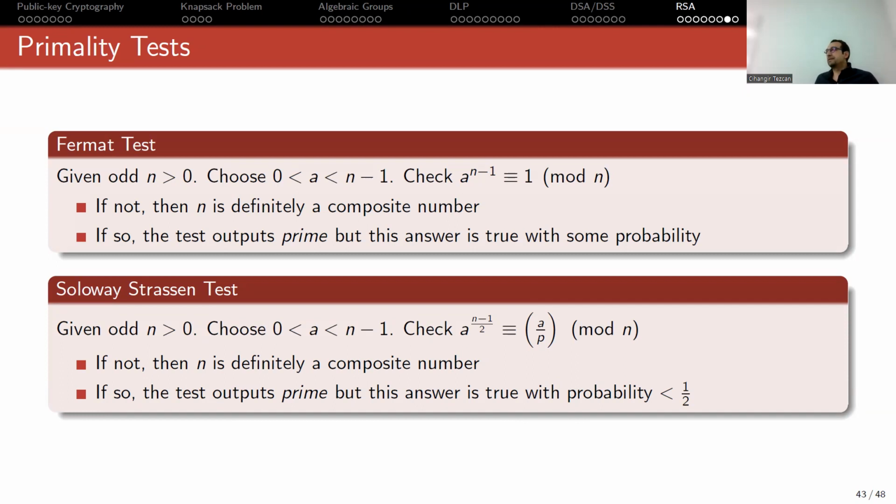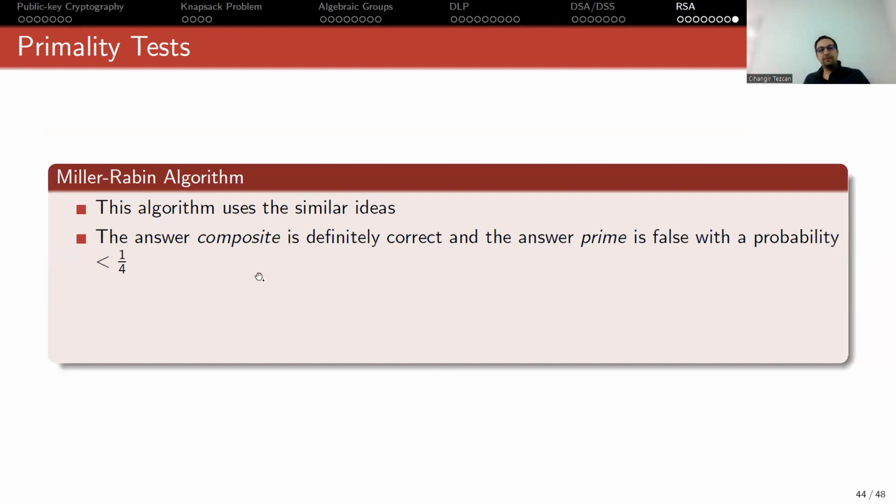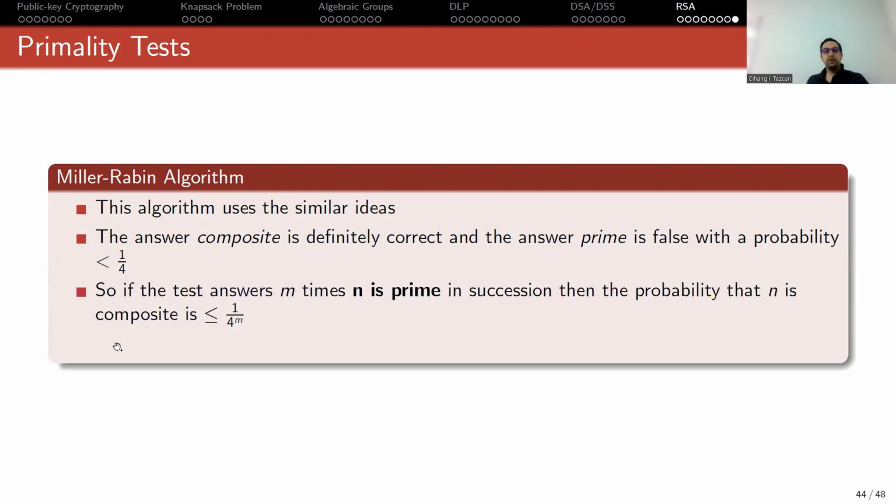So you cannot simply rely on this test, right? You cannot rely all your security on this choice and say that, okay, it is prime with probability less than 1 over 2. It is a small probability. The Miller-Rabin algorithm actually combines these two ideas. I'm not going into detail, but when you combine both of them, the answer composite is definitely correct, and the answer prime is false with a probability less than 1/4. Okay? So if the test answers m times in succession that n is prime, then the probability that n is composite is less than or equal to 1/4 to the m.